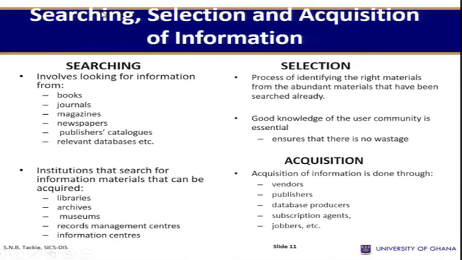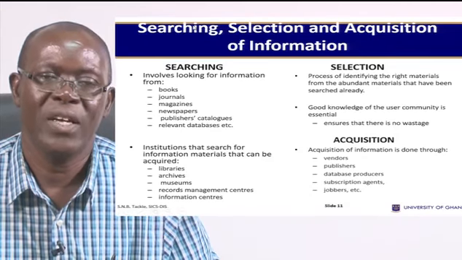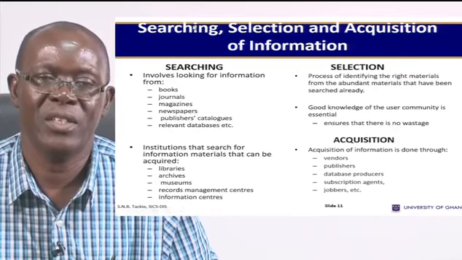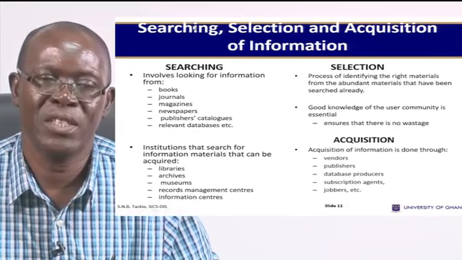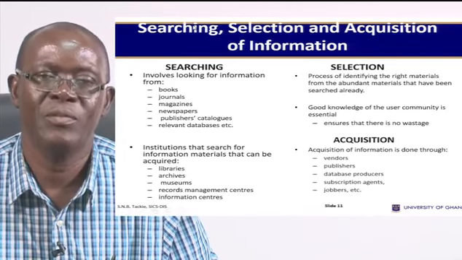Then acquisition. Acquisition deals with getting access to the selected or identified information resource. And this involves vendors, publishers, database producers, subscription agents, jobbers, etc. What the vendors do, for example, is acquire large quantities or large volumes of the information resources, and then resell at discounted prices. Or information professionals can deal directly with publishers.